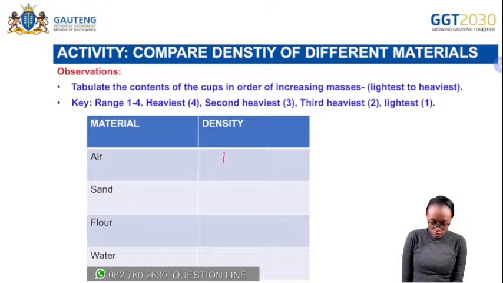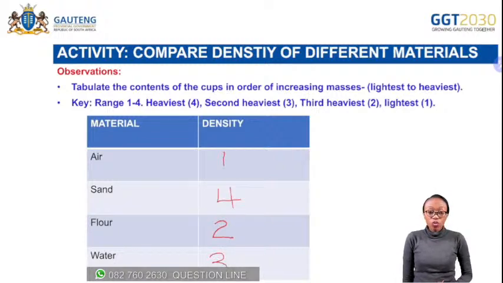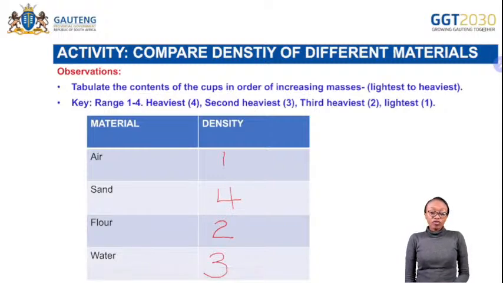If you wrote air, you are correct. And which one was the second lightest? If you wrote flour, you were correct. And then the third one is water. It was the second heaviest. And then we're going to write 4 under sand. Sand was the heaviest. So if we're counting from lightest to heaviest: air, flour, water, then sand.